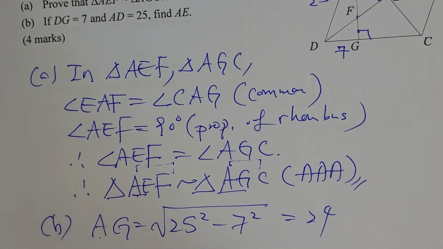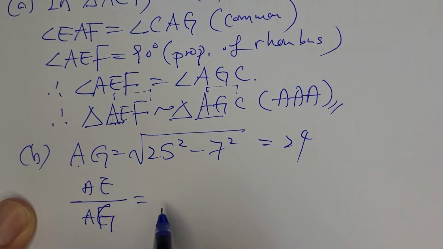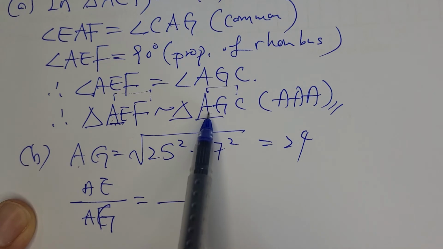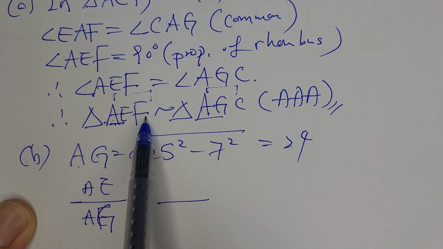So you can do in this way. AE over AF will equal to AE over AG equals to AF over AC.